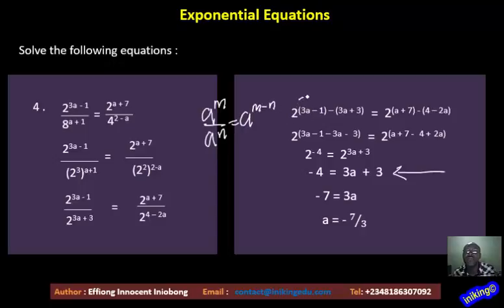So this is our m for this side, and this is like our n. So we subtract n from m, and we do the same thing for the right hand side, a plus 7 minus 4 minus 2a. And then opening the brackets, we arrive at this, and then simplifying that. Of course, we can solve for a here by dividing both sides by 3, and we have a equals minus 7 divided by 3.